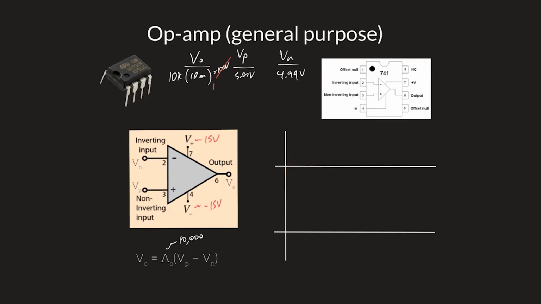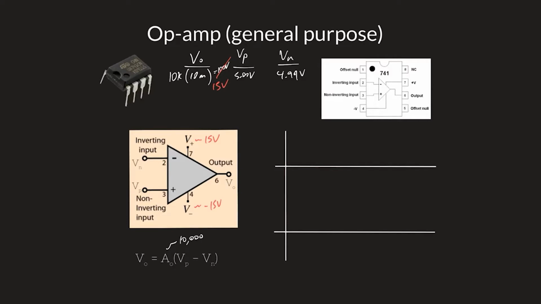So it rails out. These are the supply rails, plus and minus 15, or whatever. They're the highest and the lowest voltage in the circuit. You're always going to design your circuit such that these are the highest and lowest voltages, so your inputs shouldn't be any higher or lower than those values. So it's just going to hit 15 volts for any small difference in the inputs.